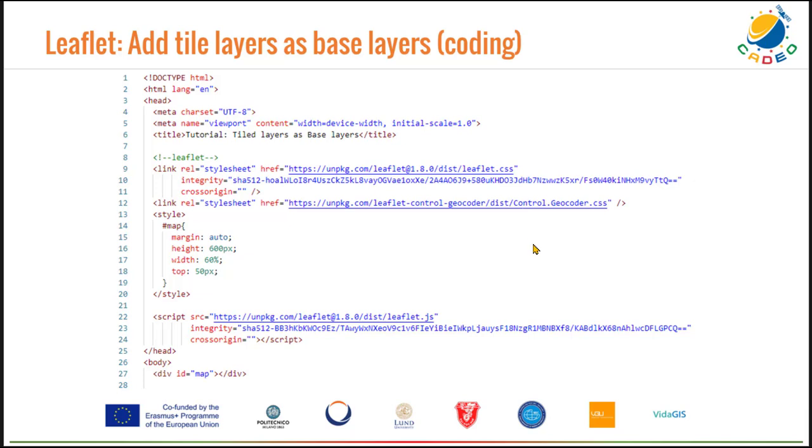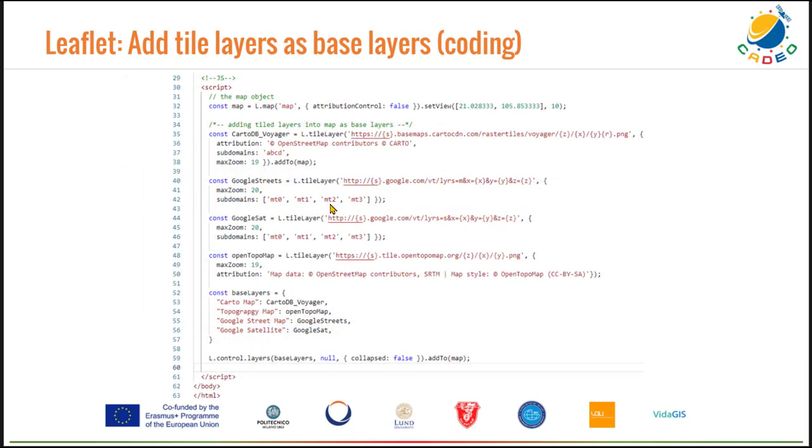This is the source code. First, we import the Leaflet libraries. Second, we create the map object. Third, we create tile layers with individual names, CartoDB, Google Streets, Google Satellite, OpenTopoMap, and then group them into a layer group named base layer. The last one adds the layer group into the layer control.